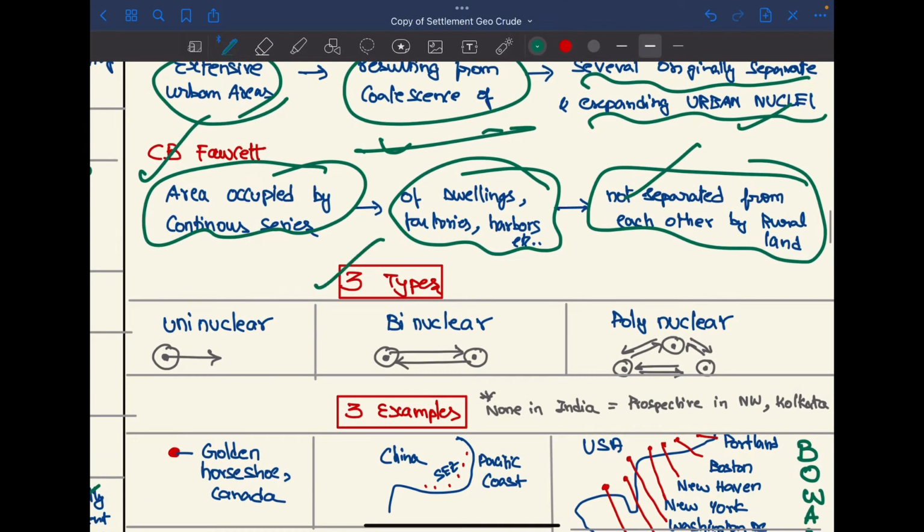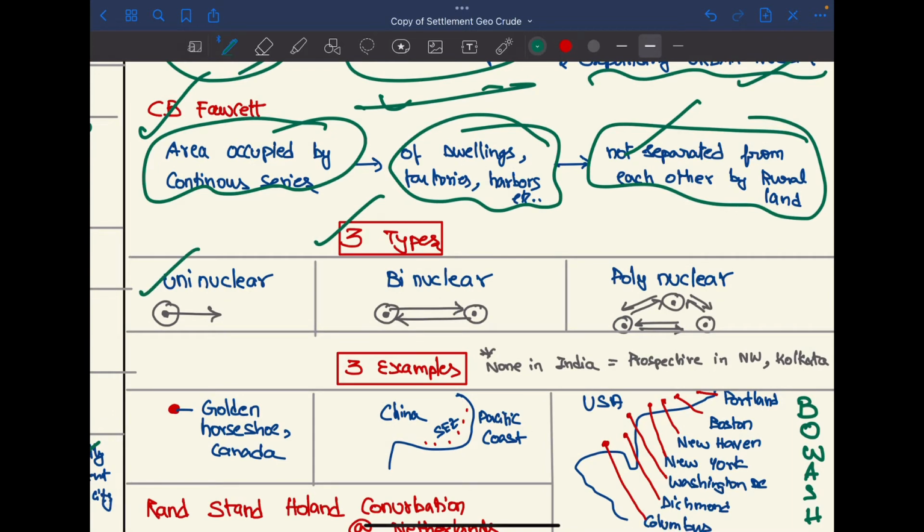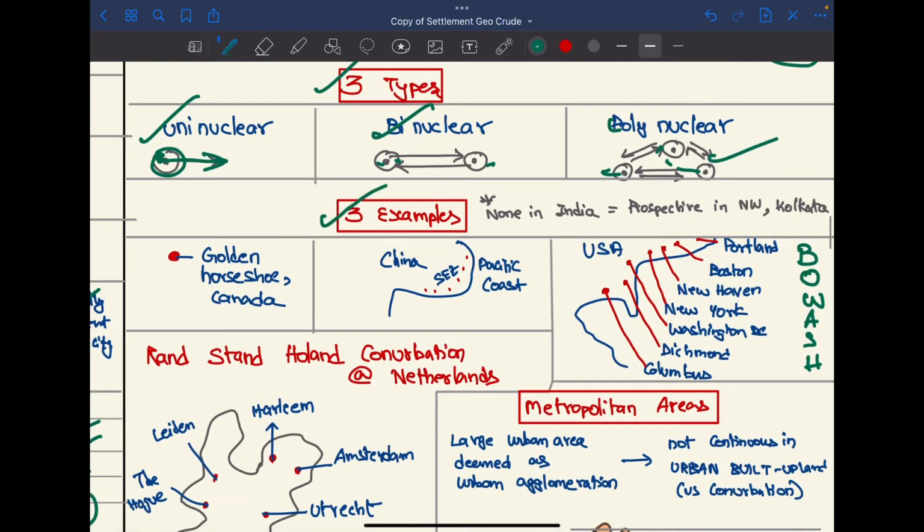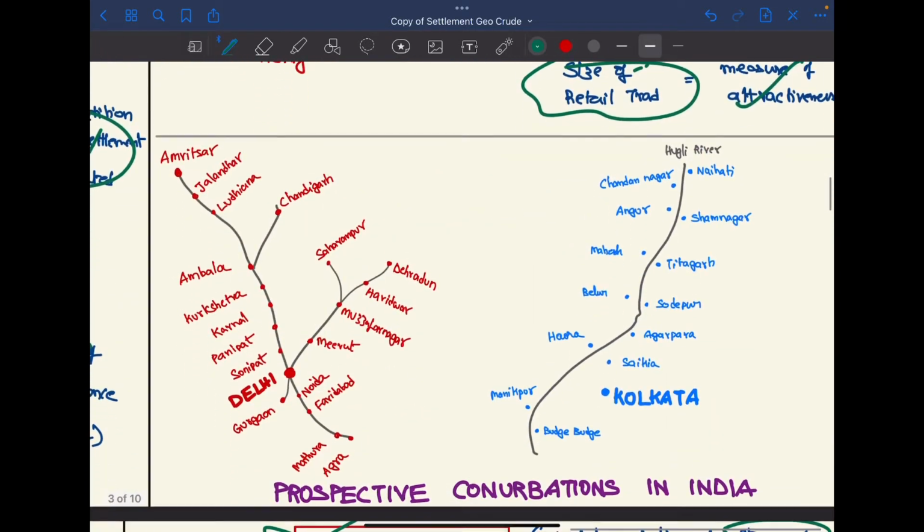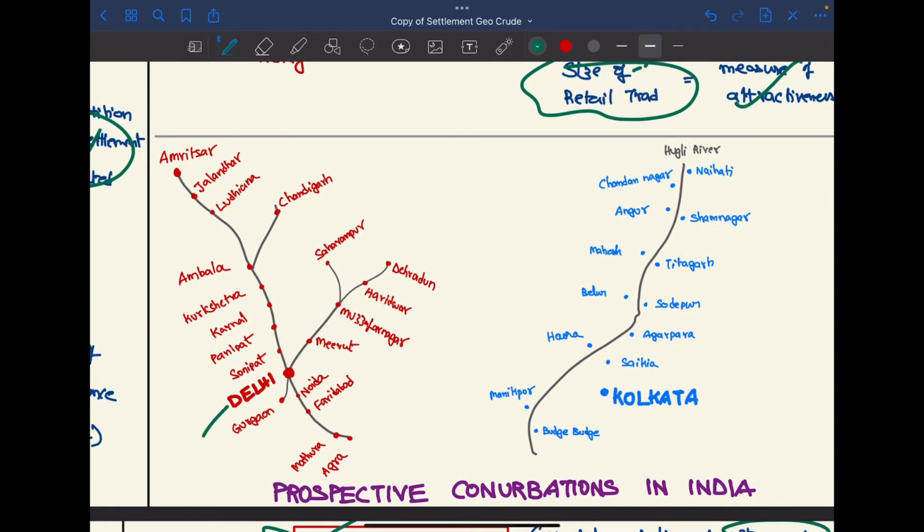They can be developed through three types. First one is uninuclear, where growth expands from one side; binuclear, from two sides; and polynuclear, from many sides. So these are three types. We can give three examples. There are none in India, but two are prospective: in the northwest and in Kolkata, which can be seen here. This is a northwestern prospective conurbation in India.